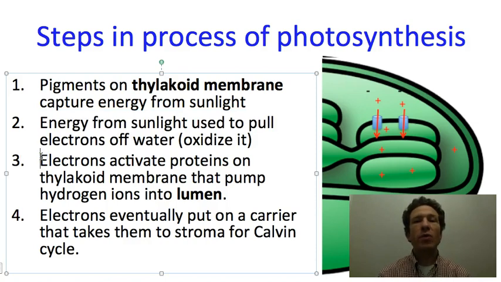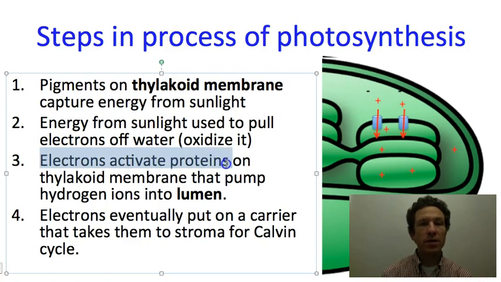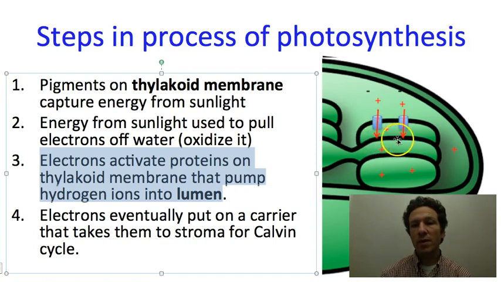Those electrons are going to get passed to some neighboring proteins on the thylakoid membrane. And some of those neighboring proteins on this membrane have the capability of pumping protons. So the electrons, as they are passed, they activate proteins on the thylakoid, and these proteins are going to pump hydrogen ions into the lumen. Remember, the lumen was the space inside the thylakoid discs.